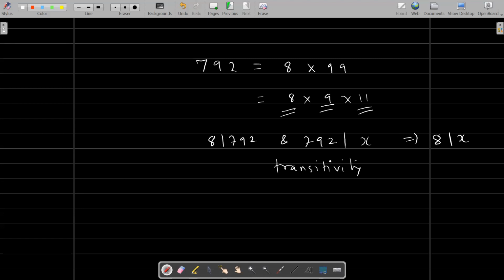Let me give a simple relation. Say A is father of B and B is father of C, then A is not father of C; A will be grandfather of C. So in general everything is not transitive, but luckily divisibility, the less-than relation, etc. are transitive. So 8 divides 792, 792 divides that 10-digit number, so 8 divides the original number.